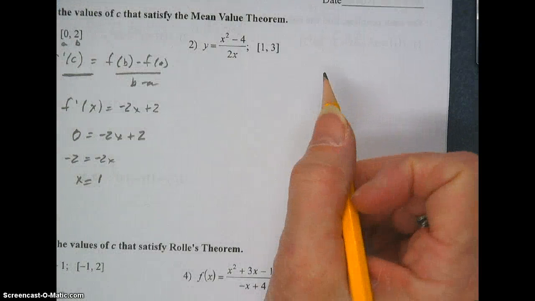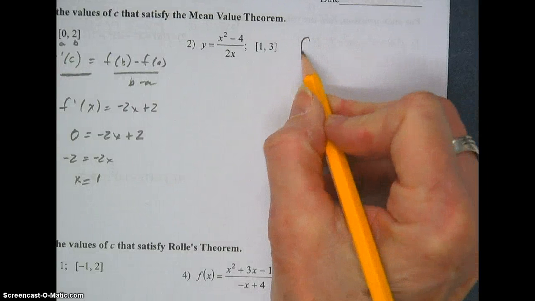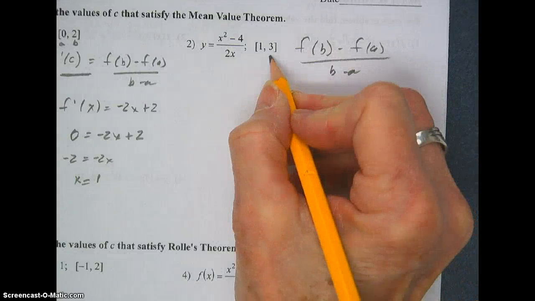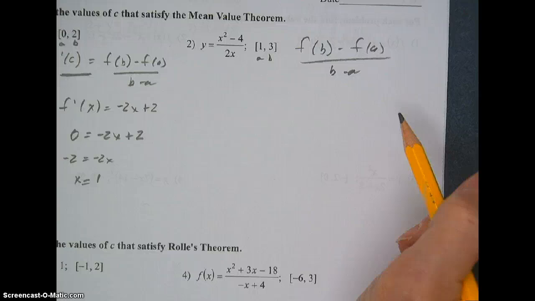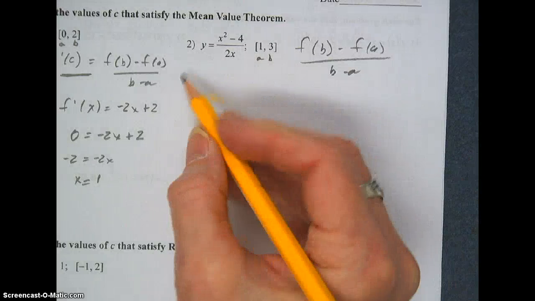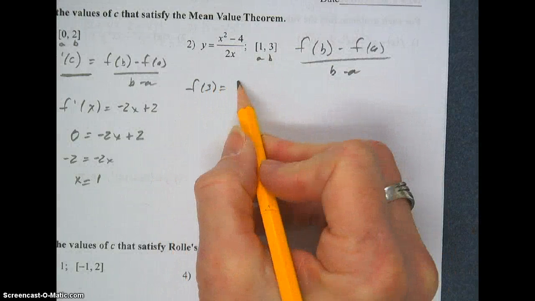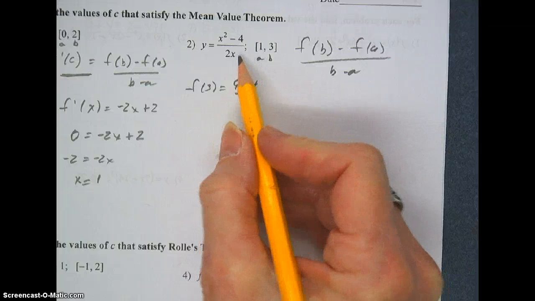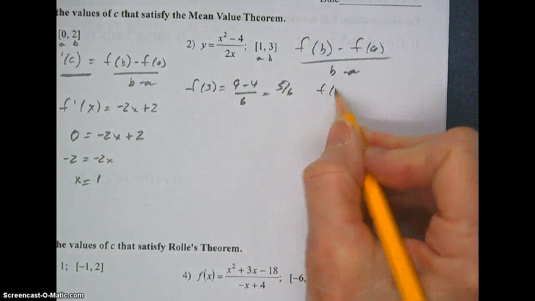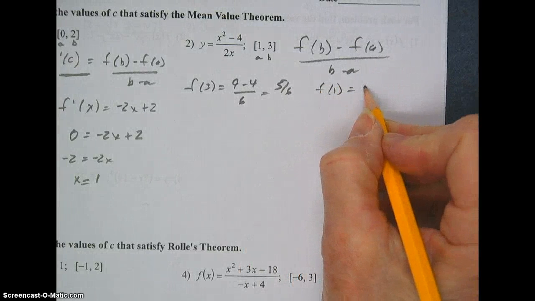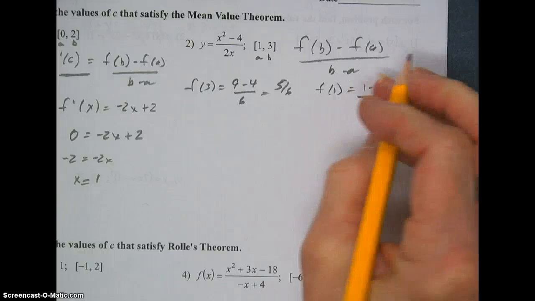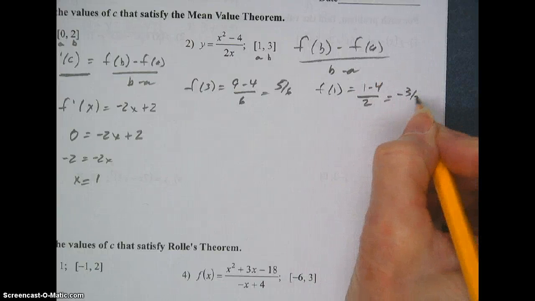So the second example is a little bit tougher. Again, we want to find f(b) minus f(a) all over b minus a, where this is our b and this is our a. The first thing we have to do is plug in 3. So f(3) will equal (9 - 4) over 6, or 5/6. f(1) will equal (1 - 4) over 2, which will equal -3/2.